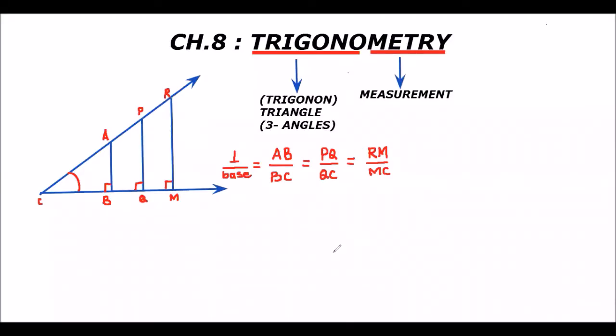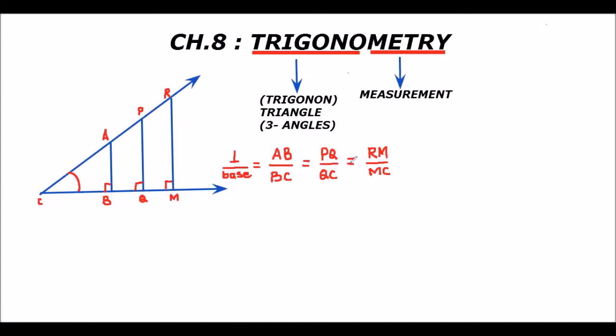Hello children, today we will start with a very important chapter of class 10th, trigonometry. Trigonometry is a special branch of mathematics that deals with the measurement of the three angles of a triangle. As the name suggests, trigonometry is derived from a Greek word, a combination of two words, trigonon, that means triangle or three angles, and metry means measurement. So it gives us information regarding the measurement of the three angles of a triangle.